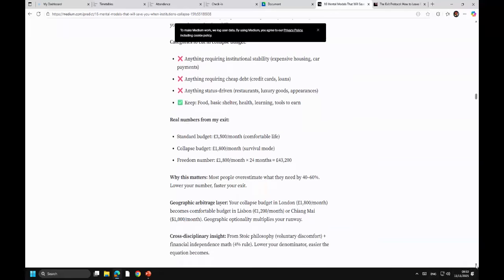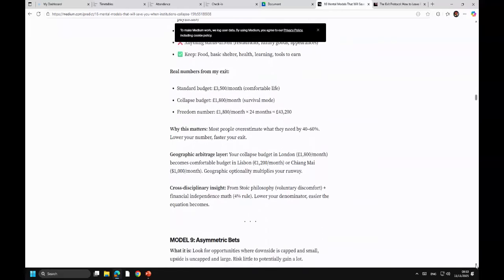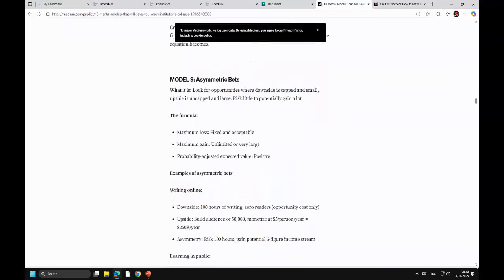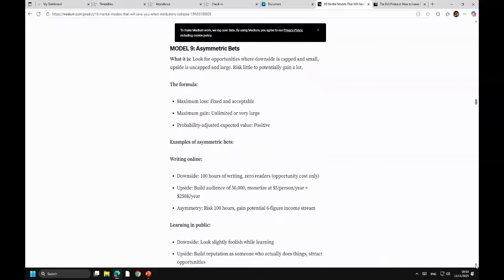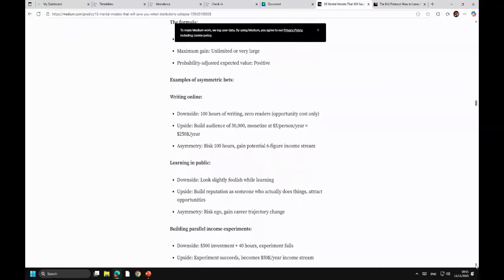Lower your numbers, save, start investing, and do asymmetric bets. This means look for opportunities where downside is small, but upside is uncapped and very large. For example, you start writing online. The downside is you don't have any readers, but you still build your writing skills, okay? But the upside is you build an audience of 50,000 people, and you can monetize and make hundreds of thousands by writing online.